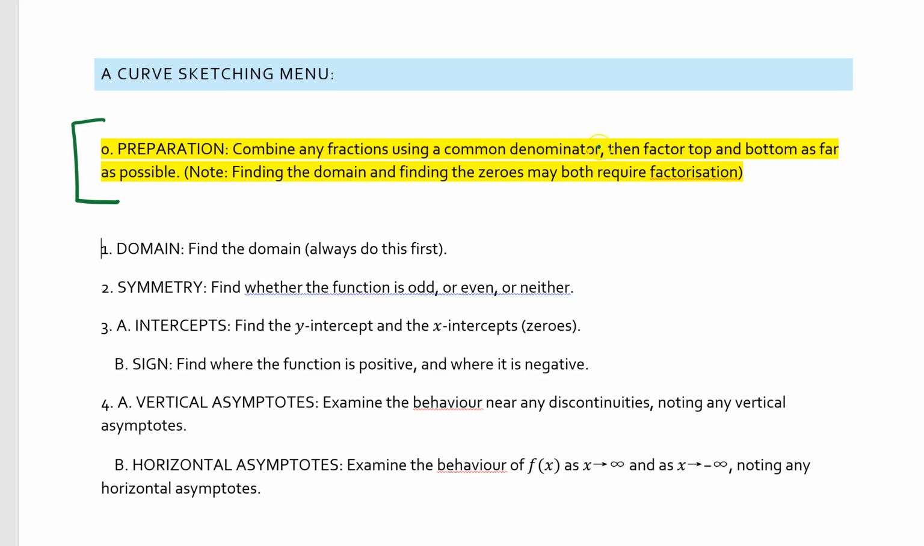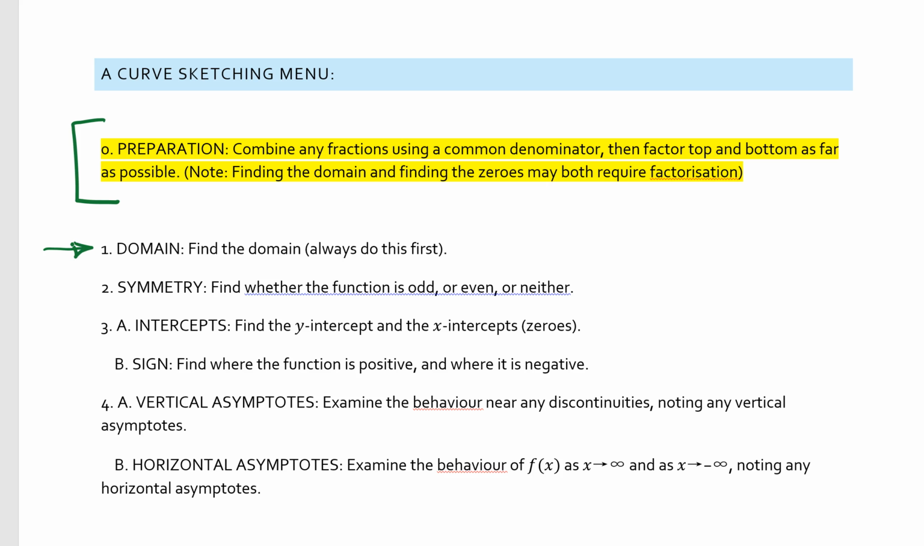So combine any fractions that you've got using a common denominator, so they'll be algebraic fractions. Factor top and bottom as far as you can. Maybe stuff will cancel out, but remember, if it does cancel out, it doesn't mean that it's gone. It's just giving you a simpler version. We may have to come back and remember what was on the bottom for the sake of the domain. And that's why looking at the domain is really important.